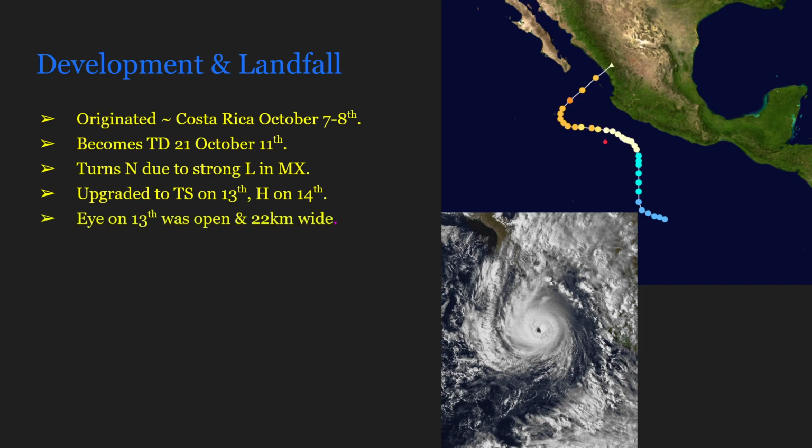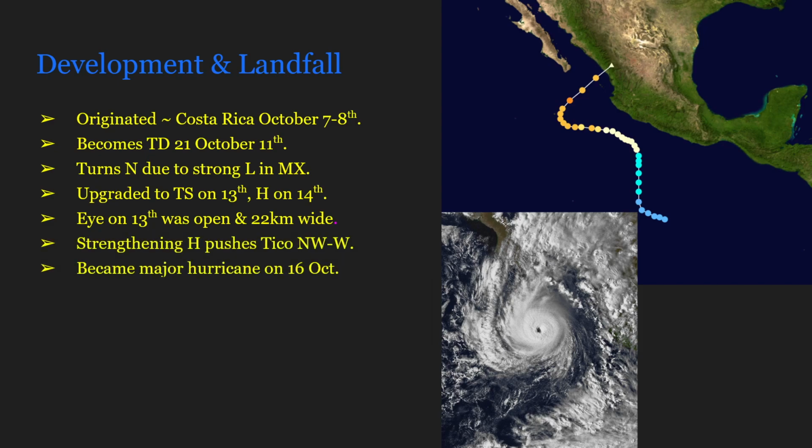At this point, though, on the 13th, the eye of Tico was open, so not fully enclosed by an eye wall or anything, and was 22 kilometers wide. Why am I bringing up this information? It's interesting to see how we already see Tico being pretty well put together at this point. This is something that you don't normally see with tropical storms, even remotely close to an eye, or at least a center of circulation. But we do see an eye pretty early on in Tico's life, which is interesting.